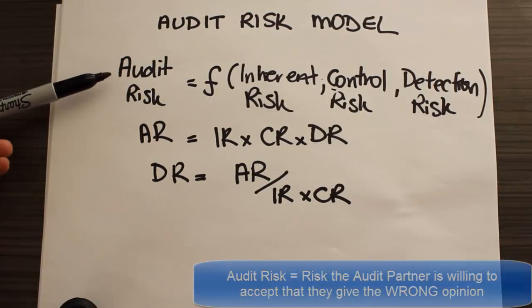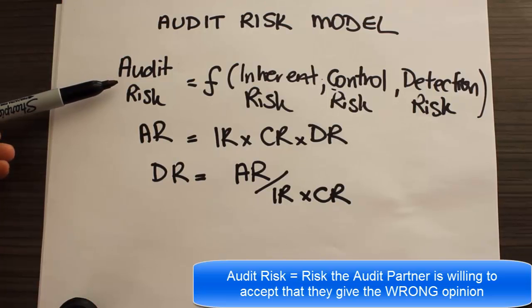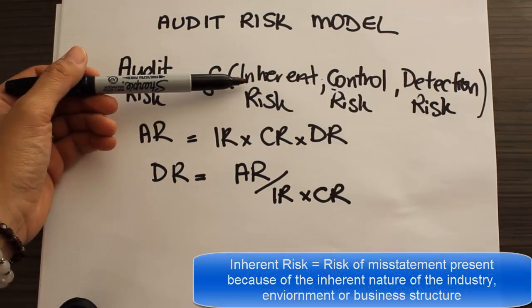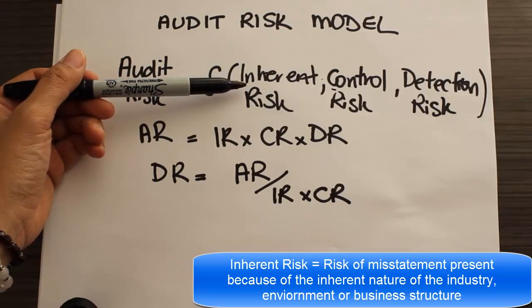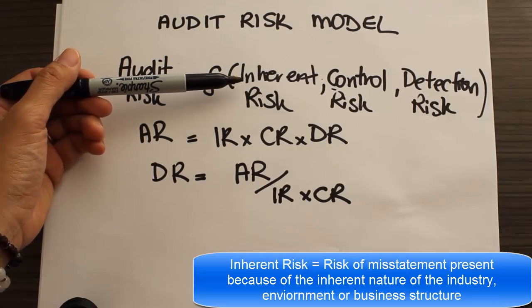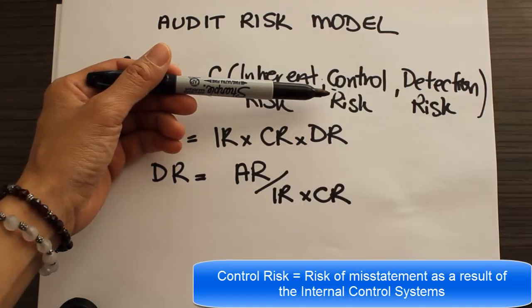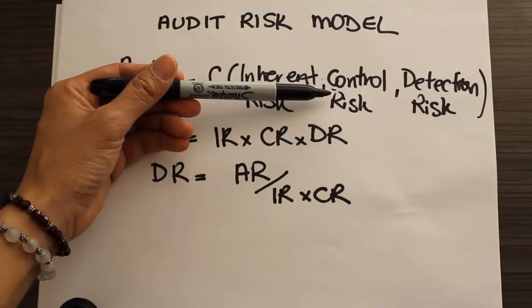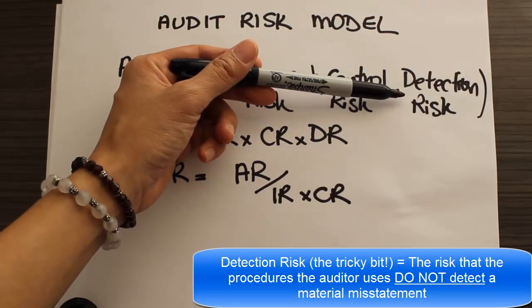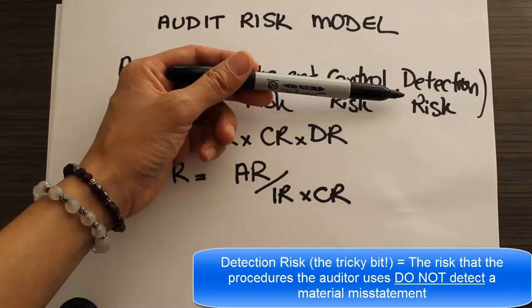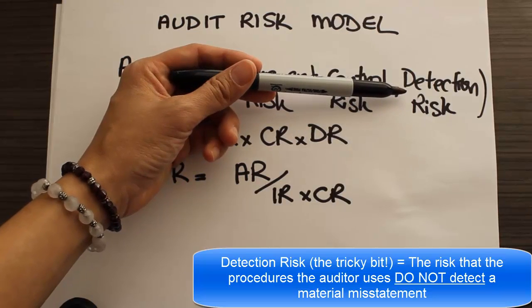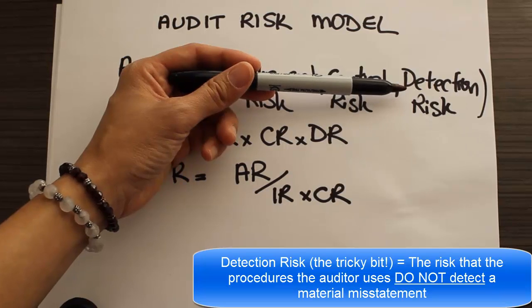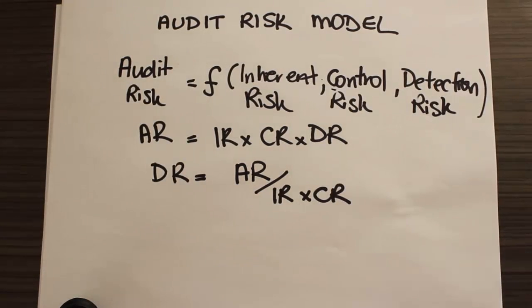The audit risk is the risk that the partner is willing to accept that they give an incorrect opinion. Inherent risk comes from the risk inherent in the nature of the industry, the business, the economy. The control risk comes from the risk of misstatement associated with the internal control systems, and the detection risk is the risk of not finding an error. That is, the risk that the auditors take in designing their audit procedures so that they might miss a material misstatement.